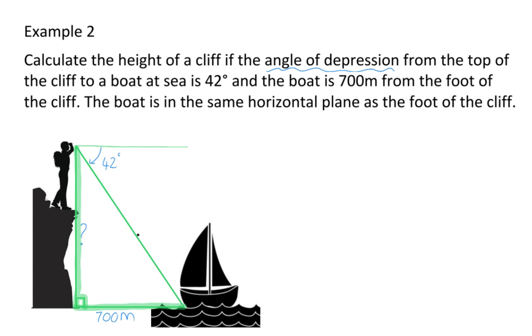Now we have a right-angled triangle, and our next step is to determine which angle in the triangle will be our reference angle. The angle of depression that was given is not inside the triangle, but because we are working with horizontal and vertical lines, we can accept that the horizontal line at the top of the cliff and the horizontal line at the foot of the cliff are parallel. This is why we can say that using alternating angles, the angle of elevation towards the top of the cliff from the boat will also be 42 degrees.